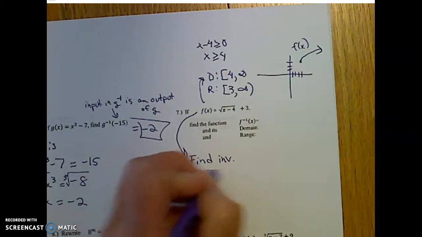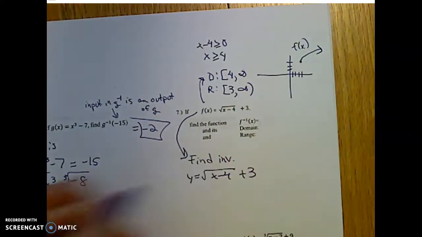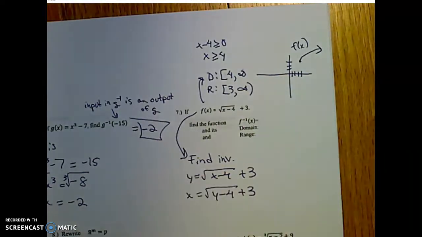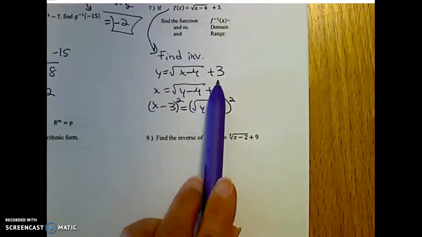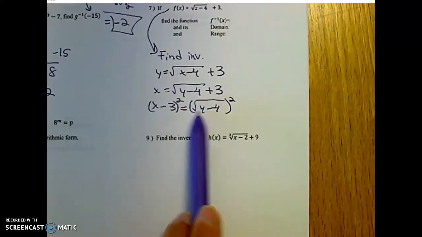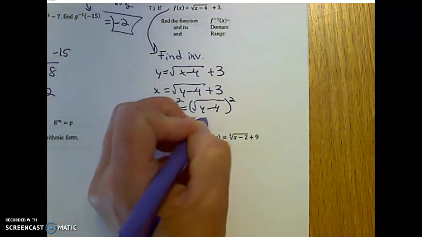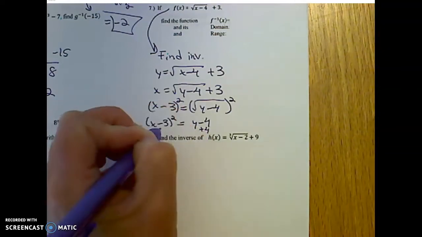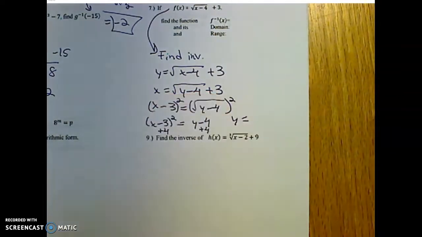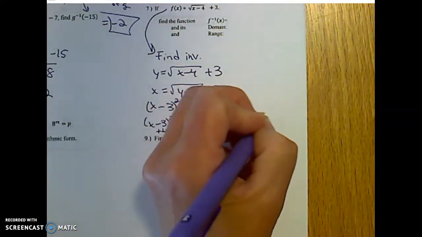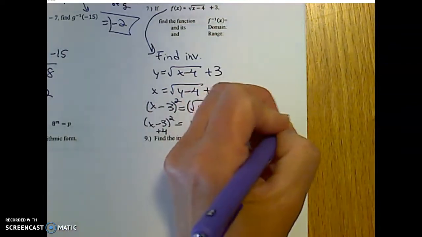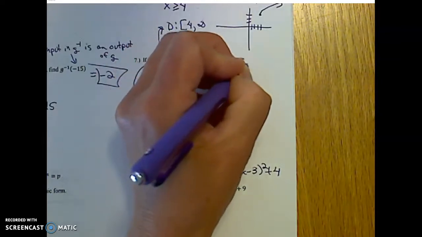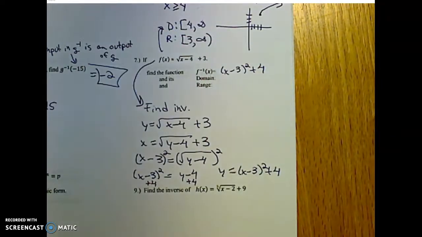So y is equal to the square root of x minus 4 plus 3. When I rewrite with y, I switch the x and y, and I solve for y. I subtract 3 from both sides. Then I square both sides to undo that root. Left with y minus 4 is equal to x minus 3 squared. Add 4 to both sides, and y is equal to x minus 3 squared plus 4. So the inverse of that function is x minus 3 squared plus 4, which is quadratic.